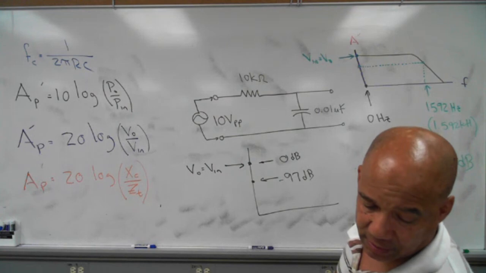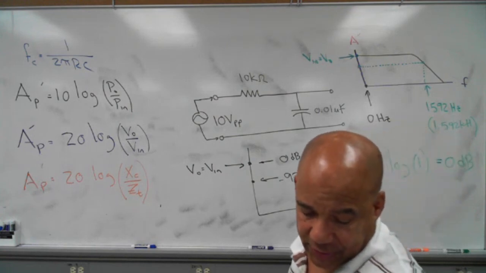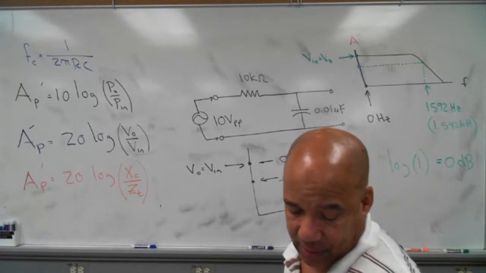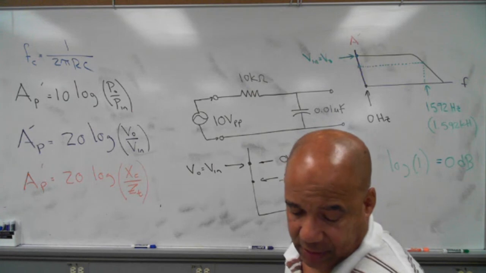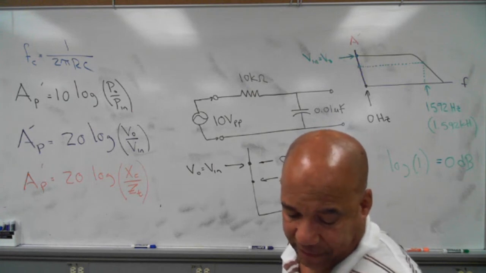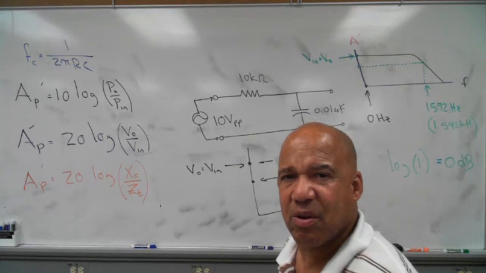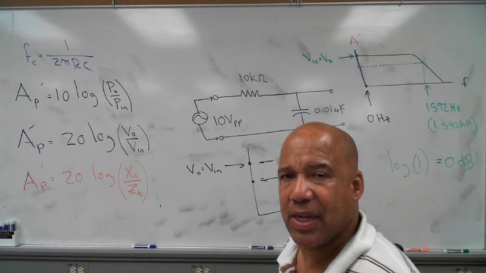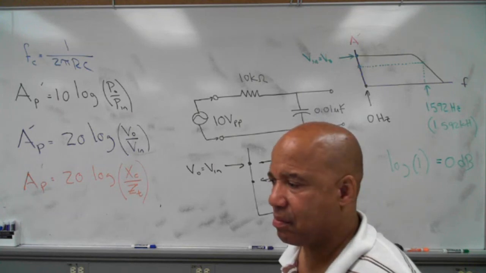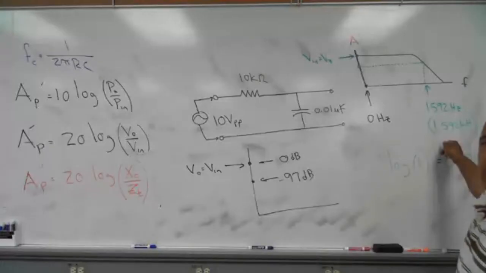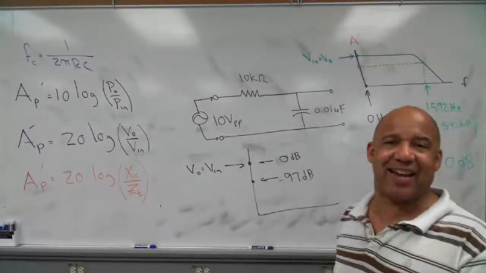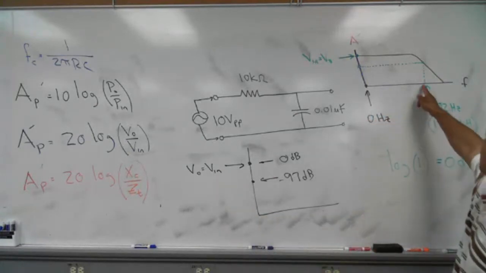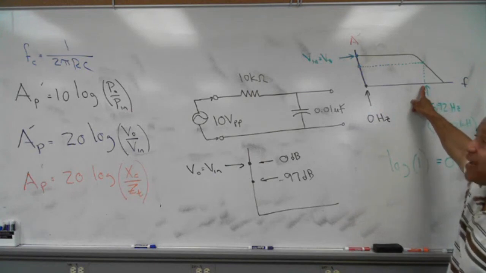Well, look at C. I kind of already gave you the answer to it, but look at C. C says, give me my gain at 1.592 kilohertz. What is that? That was the critical frequency. They want a decibel gain, and I just gave you the answer to it, but act like I didn't do that. We had to figure it out. How would I find the decibel gain at this point right here, at the critical frequency, is what they're asking.